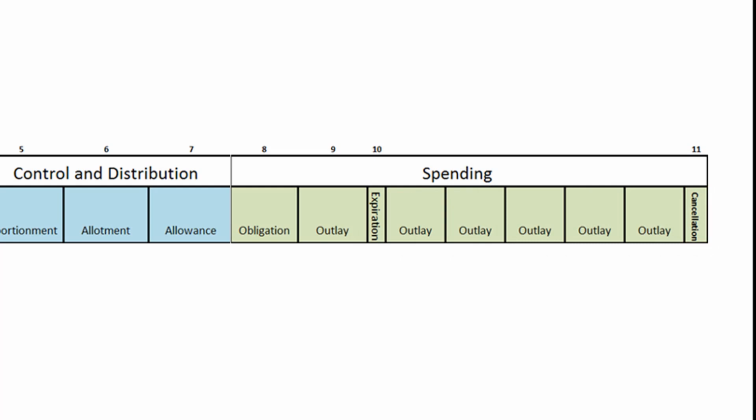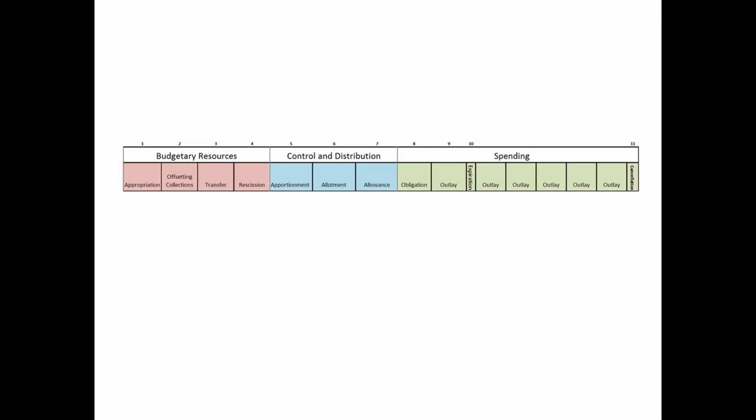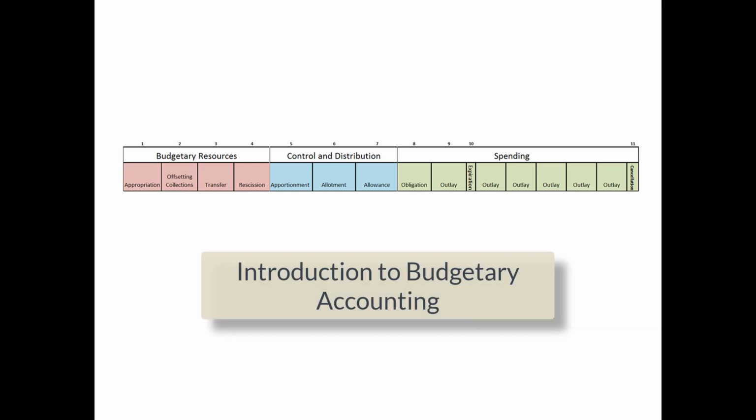We found out that the obligation and outlay events, number 8 and 9, are more than just 2 events. They're a set of 4 events distinguished by whether an obligation is paid or unpaid. This concludes the modules on budget execution, or, as I referred to it at the beginning, spending the people's money. I recommend that you look at the video, Introduction to Budgetary Accounting. This video takes the budget execution events we've been discussing and shows how an accounting system captures them.